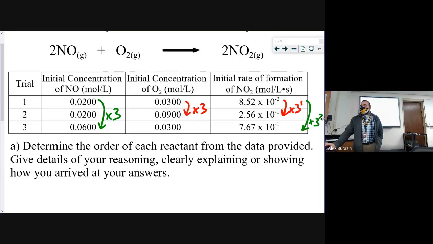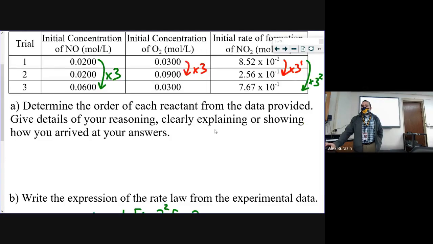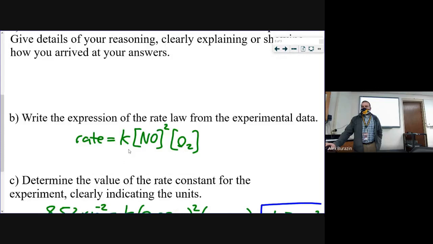Okay, but we figure out the power, that's the order. Now, from that, we can write out a rate law. Rate equals K times each of those reactants in brackets. Brackets means molarity. And then we just put them to the power that we figured out from the data. We figured out that nitrogen monoxide was second order. We figured out that oxygen gas was first order. And this is the overall equation that I get.